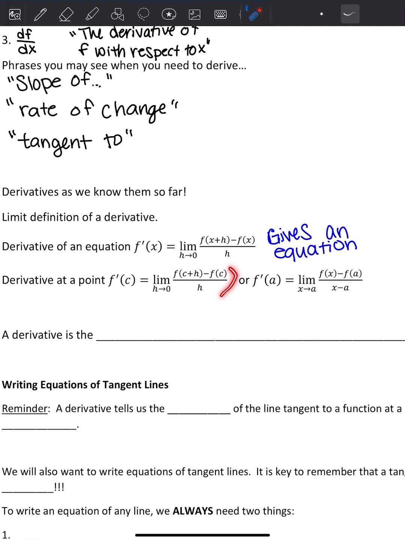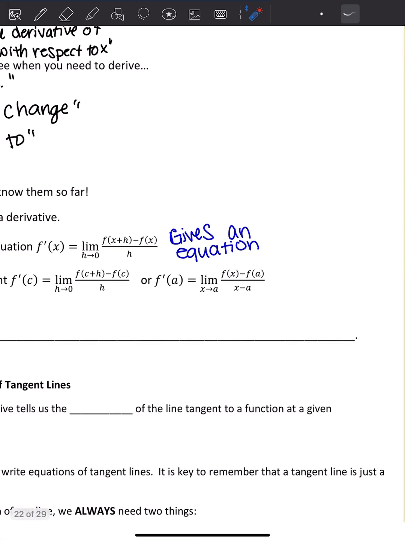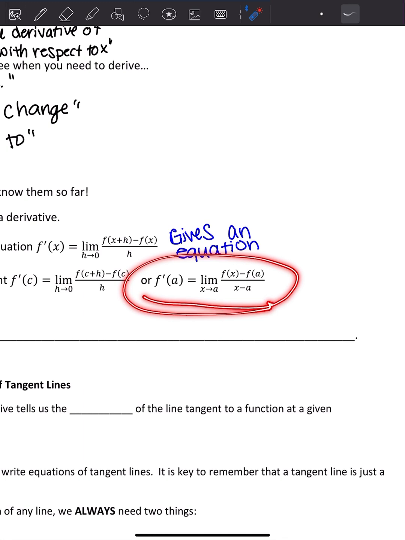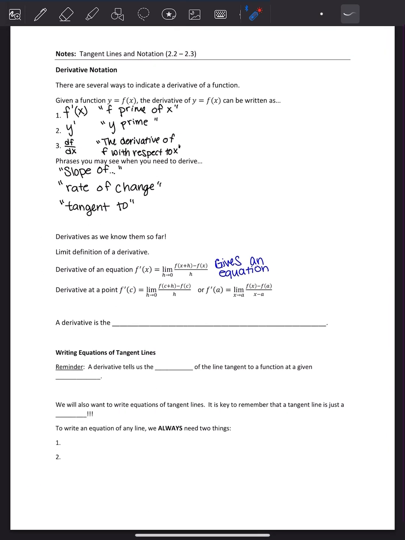This first one is almost exactly like our difference quotient above, except it is using c instead of x, assuming c is a number that we can plug into our function. On the other hand, this one over here, f prime of a is equal to the limit as x approaches a of f of x minus f of a divided by x minus a. This is kind of that slope formula, just written in a slightly different way. So we can look at the derivative at a point in a couple different methods. These ones will give us a specific value, so a number.